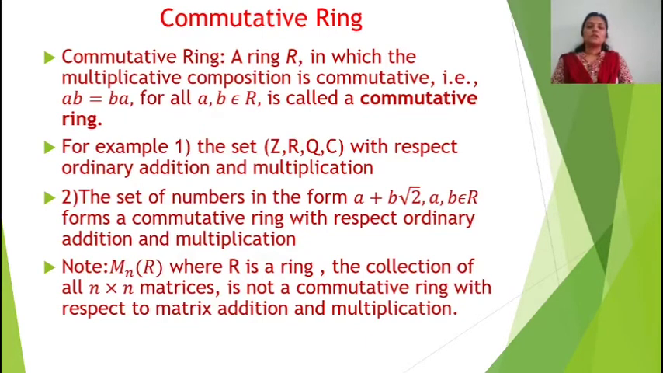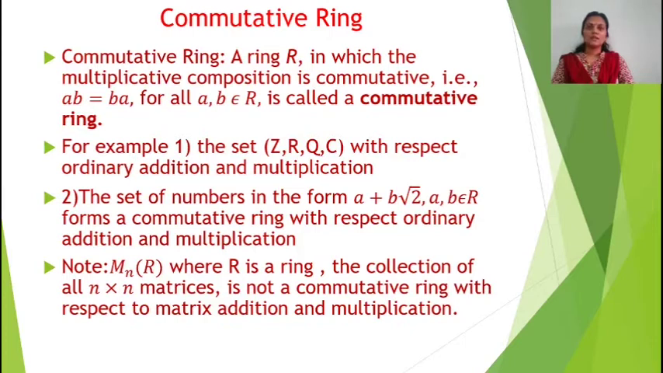For example, the set Z, the set of integers, R, the set of real numbers, C, the set of complex numbers, Q, the set of rational numbers, with respect to ordinary addition and multiplication is a commutative ring. There, with respect to multiplication, we have the property ab = ba. The set of numbers in the form a + b√2, where a, b element of R, forms a commutative ring with respect to ordinary addition and multiplication.